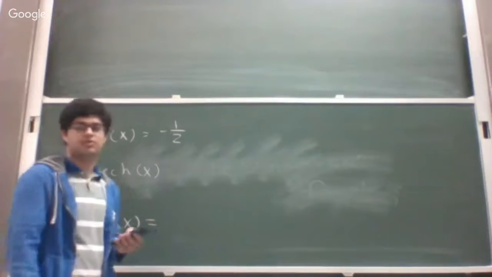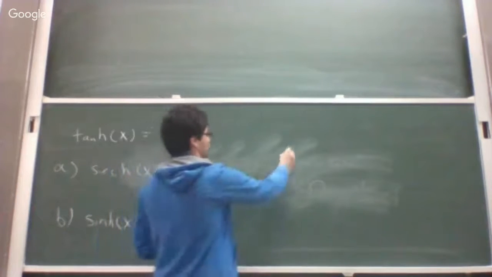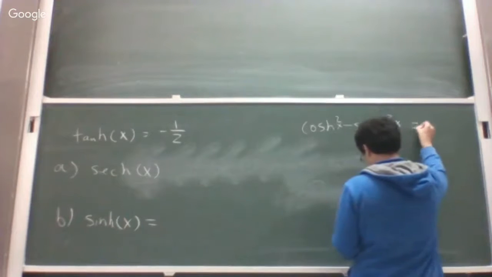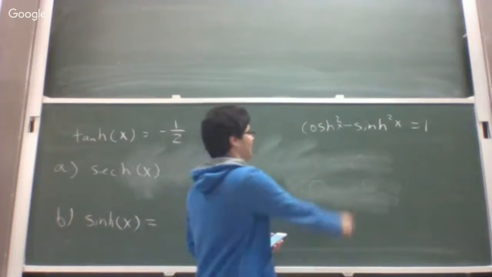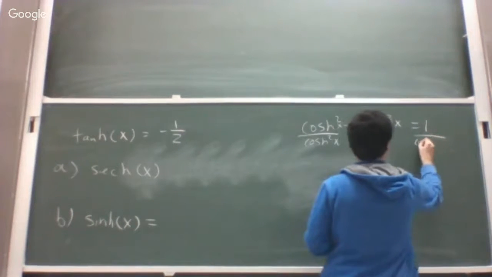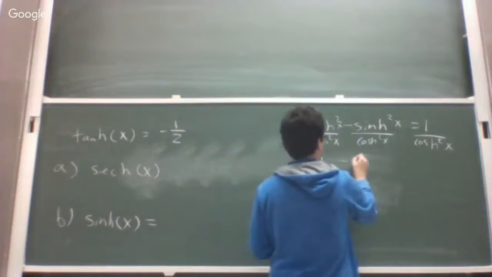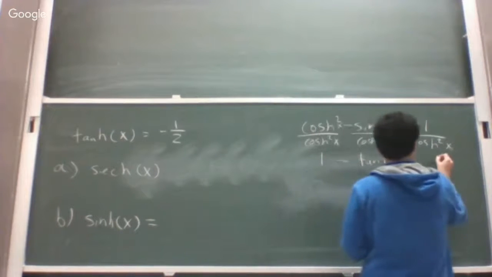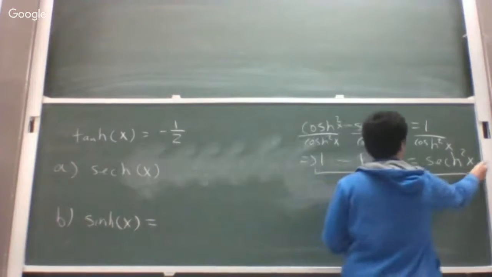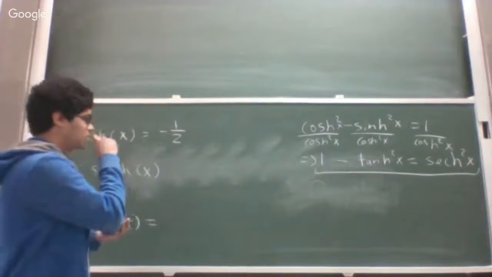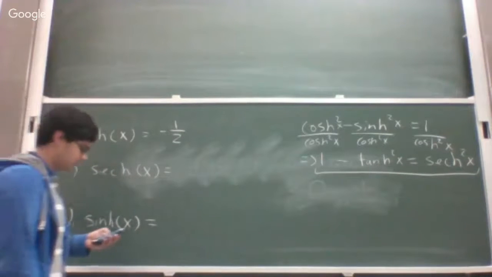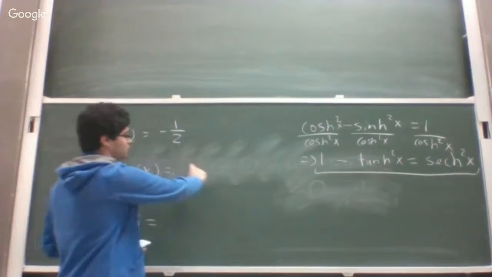What identity or theorem do we use? This can be rewritten with tanh stuff. Essentially, you guys should just have this memorized: 1 minus tanh squared equals sech squared. So we plug this in here.